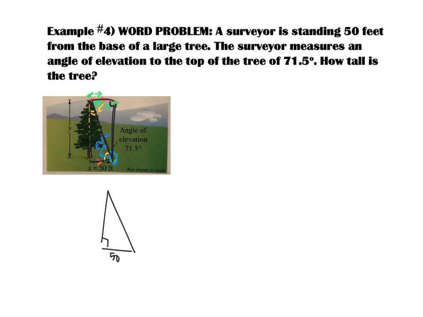I've got a 50 here. I've got an angle of elevation of 71.5 degrees, and I want to know the height of the tree. Right, the height of the tree. So what I can do is I can consider what sides are given to me. So here's my angle, right? So 50 would be my adjacent side.